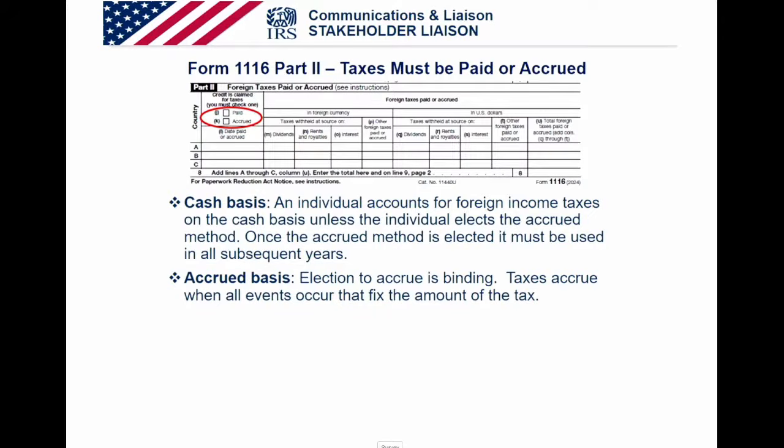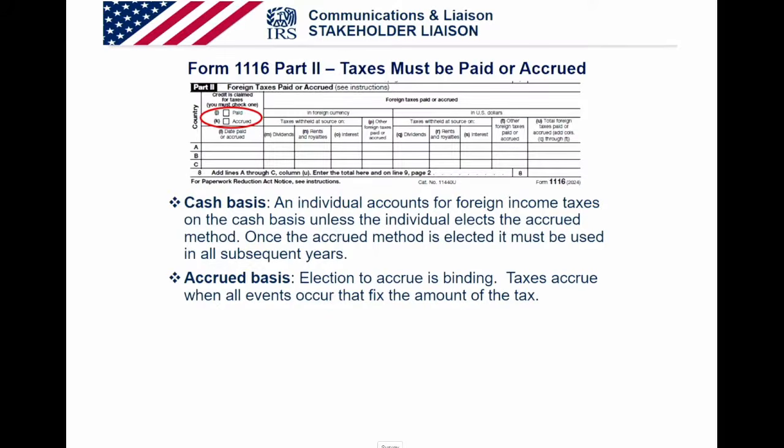So another important point to note when taxpayers are on the accrued method for FTC purposes, IRC section 986 generally calls for the conversion of foreign income taxes into US dollars based on the average exchange rate for the year of the actual payments.